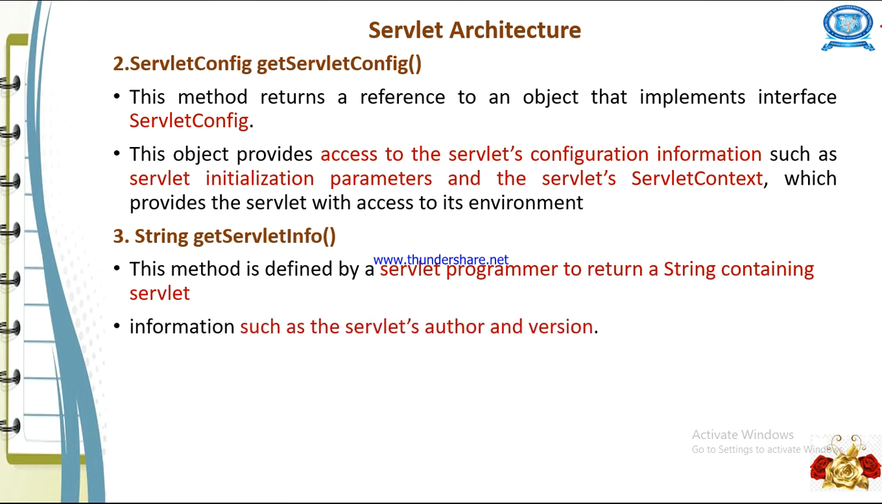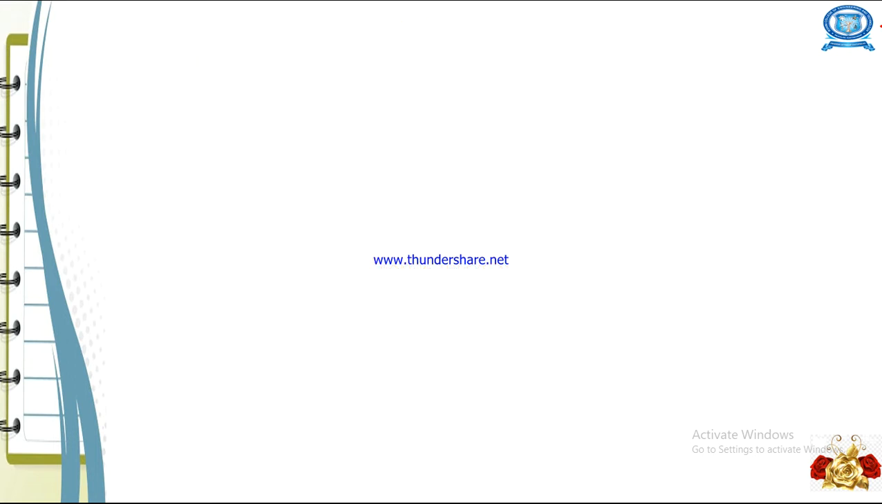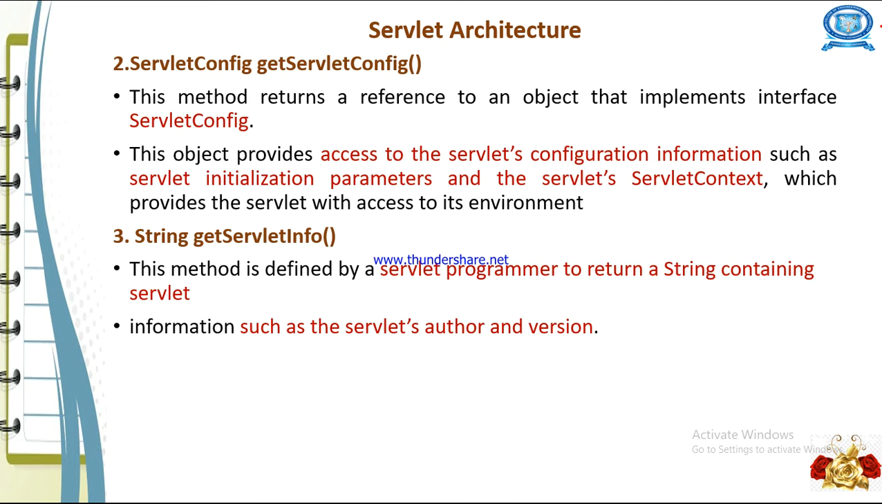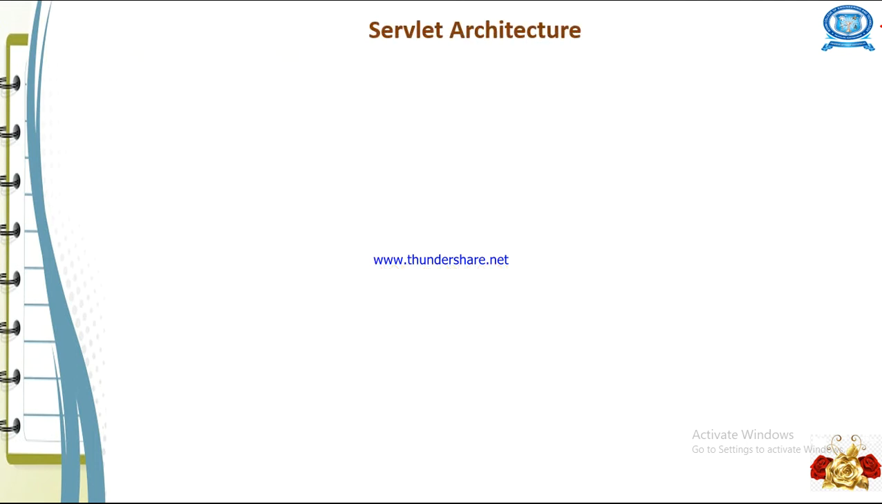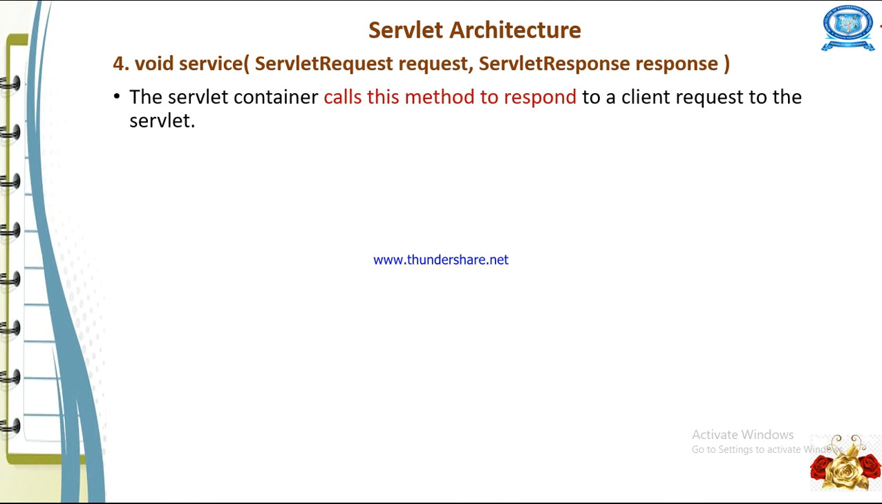Next, the third one, the string method get servlet information, getServletInfo. It is defined by the servlet programmer to return a string containing information such as the servlet author and version. Next, the fourth one is service. For service, we have to follow these two parameters: request and response. This is the service method.